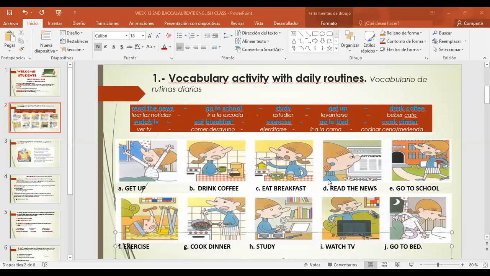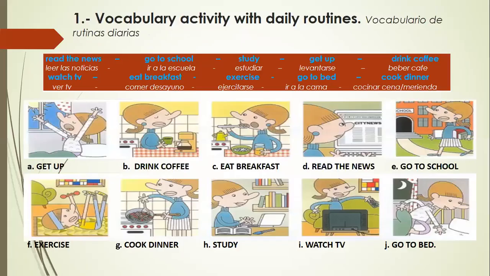So, I was telling you, les estaba diciendo entonces que la primera actividad, get up, levantarse. La segunda, drink coffee. The third, eat breakfast. The fourth, read the news. La cuarta y la quinta, go to school. La otra en la tarde, entonces parece que es en la tarde: exercise, ejercitarse, luego viene cook dinner, hacer la merienda, luego study, estudiar, this one, watch TV, ver televisión, como que se distrae, and finally go to bed, que significa ir ya a descansar o ir a la cama, literalmente como lo traducimos allí. Very good, guys, excellent.